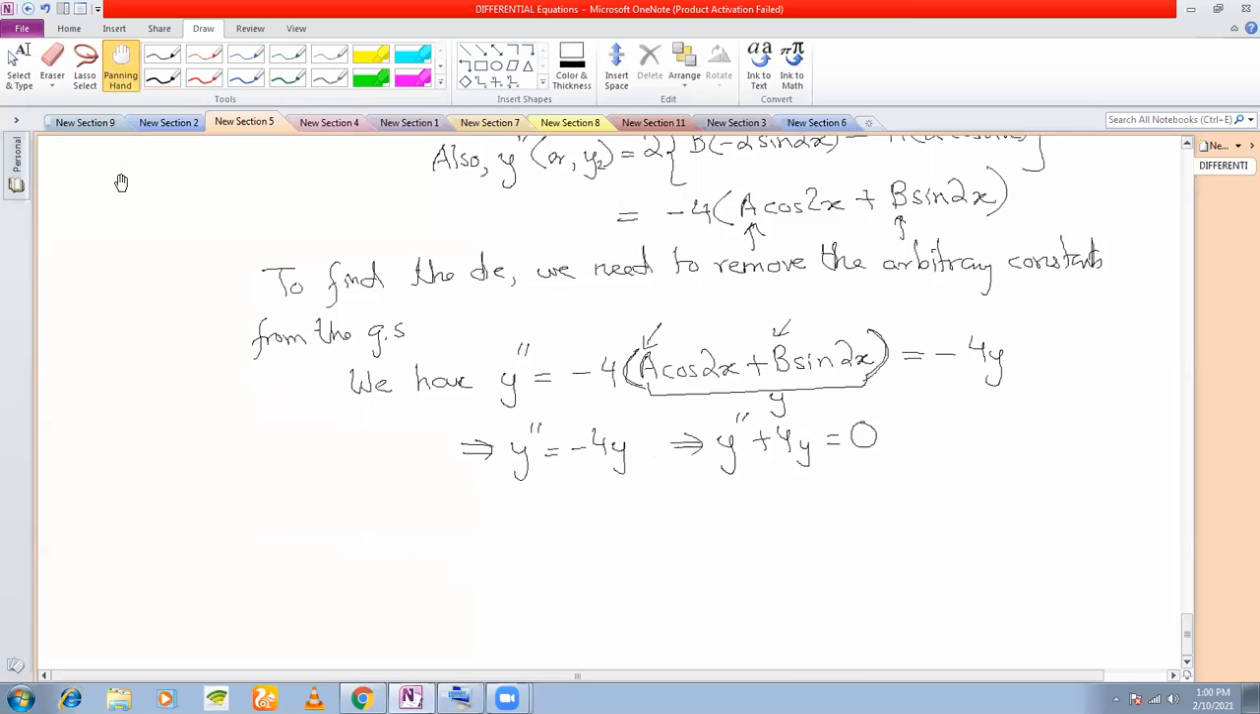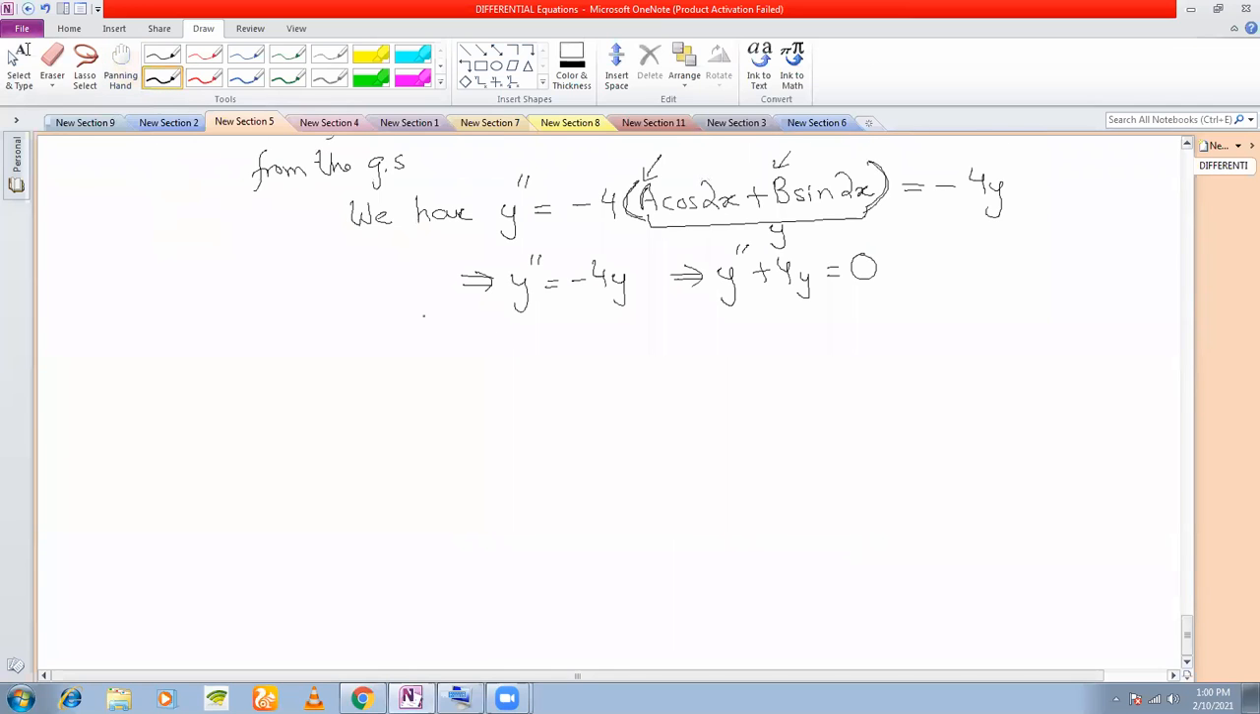Or you can also write this differential equation as y2 plus 4y is equal to 0. Or you can also write this as d2y/dx2 plus 4y is equal to 0. Whether you write in this manner or this manner, it is the same thing.